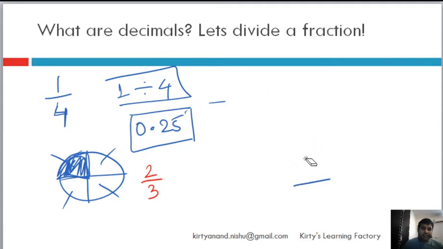Interesting, it's just a different way of representing a fraction, that's it, nothing else. So 3 into 2. Now 2 is less than 3, so what we will do, we will put a decimal, right? The moment we put a decimal, what happens? We have the liberty to bring a 0 here. So this number becomes 20.